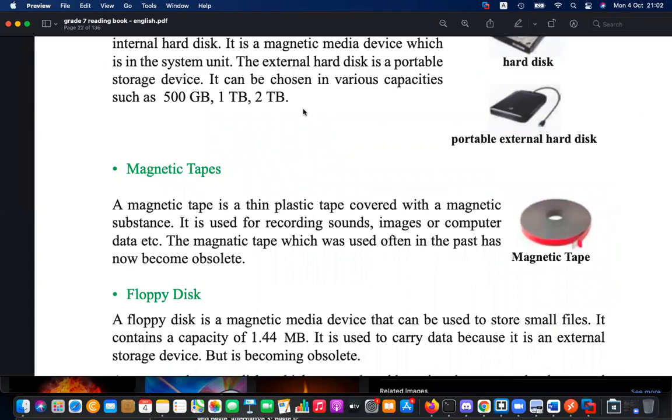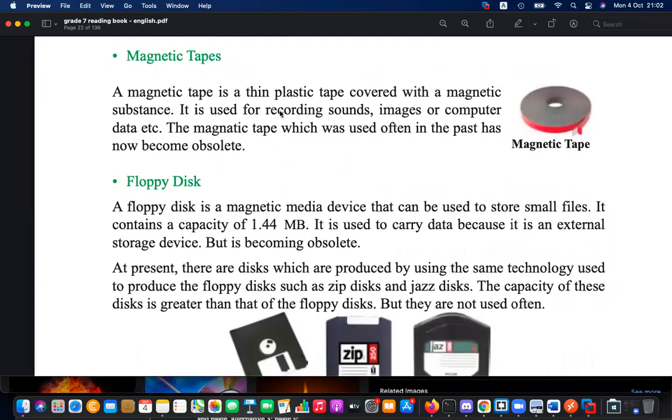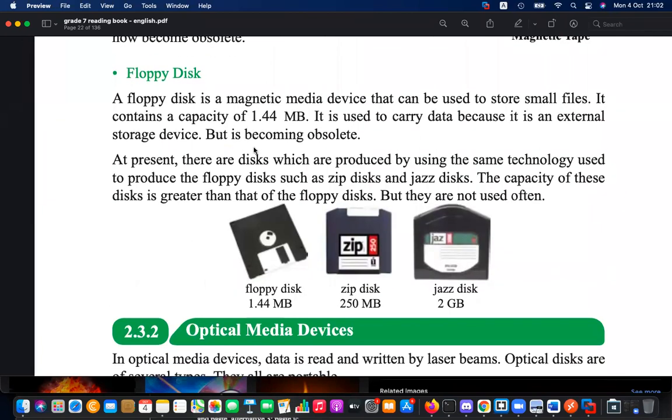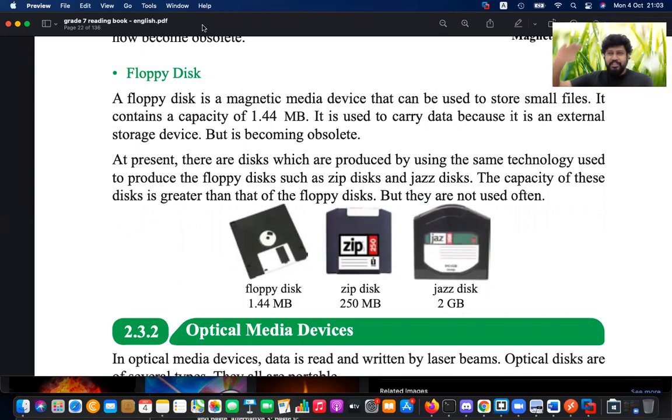Hard disk has terabyte level capacity, and magnetic tapes are obsolete. Now we are not using magnetic tape. The floppy disks are very small capacity, 1.44 MB, very old. We are not using them. In earlier days I had a floppy disk cupboard like this. I had a separate floppy disk cupboard, with floppy disks piled up. You have floppy disks, right? Yes, I can remember.